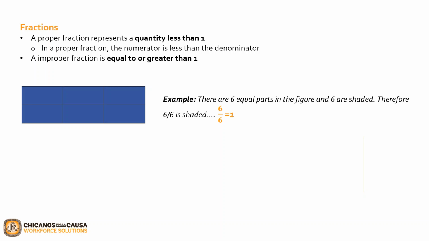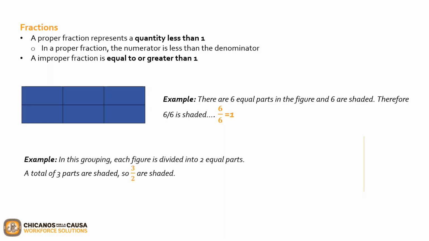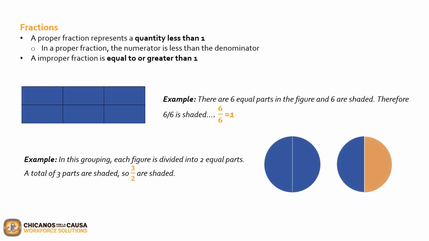Let's look at a second example. In this grouping, each figure is divided into 2 equal parts. So we have 2 circles that have 2 equal parts. A total of 3 parts are shaded. Therefore, 3 over 2 parts are shaded, or 3 halves. So unlike the example above, we're counting these 2 circles as an entire whole.